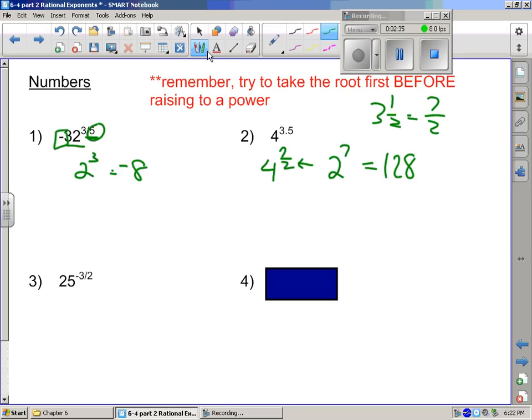Okay, so check this one out. We've got another negative here, but it's in the exponent. We don't know how to do negative exponents, so we got to change it. We're going to make it 1 over 25 to the 3 halves. And now we're going to take the square root first. So that's 1 over 5 to the 3. And then 5 to the 3 is 5 times 5 times 5, 125.